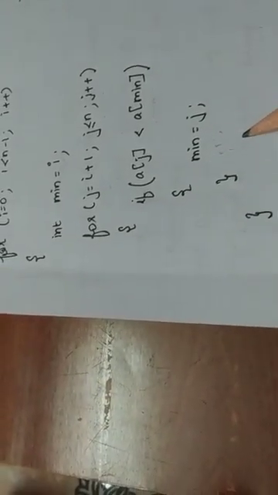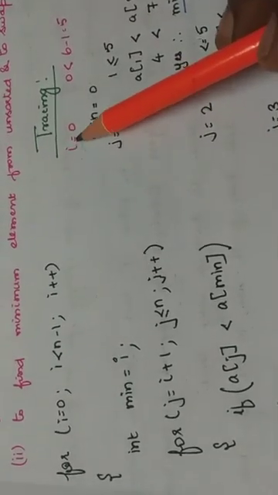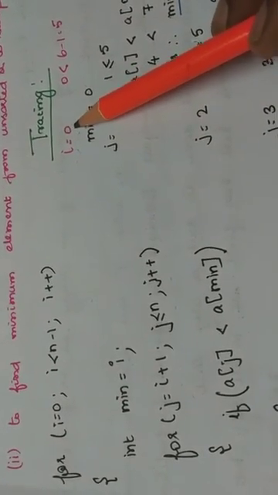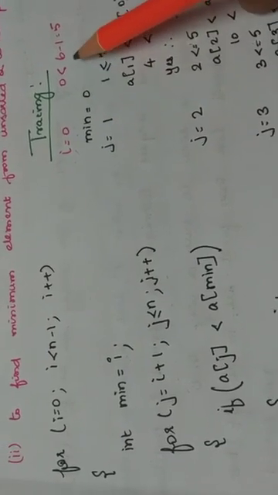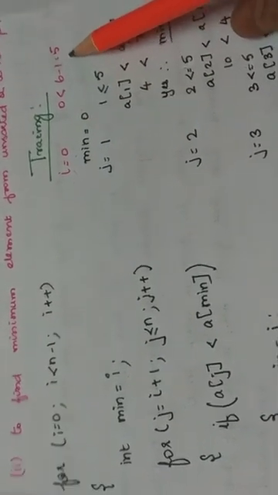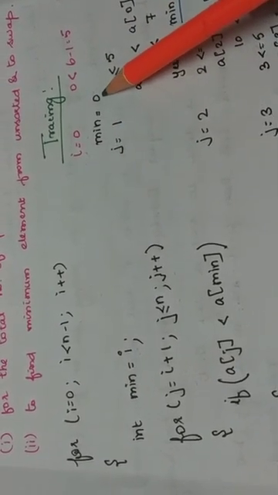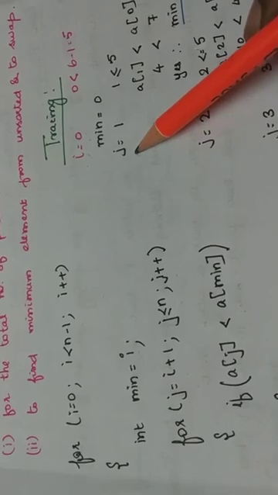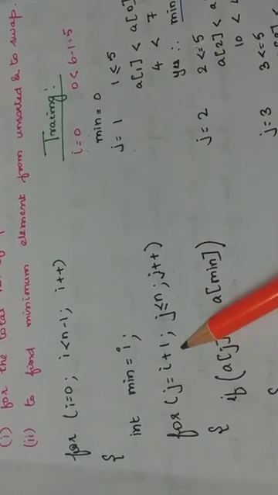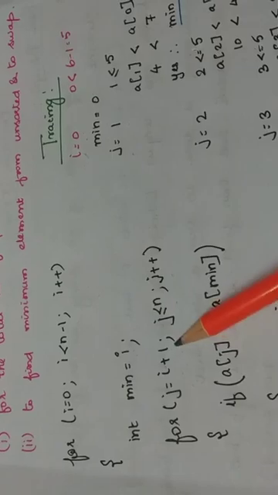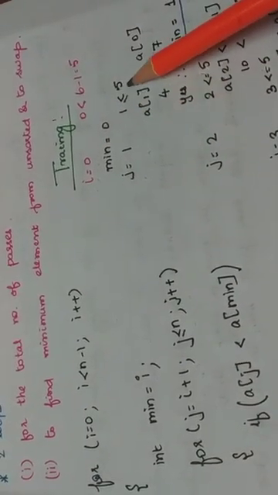Now we'll trace this particular algorithm, or this implementation, with our example. When i is equal to 0, that is our first pass itself, we check 0 less than 6 minus 1, which is 5. Yes, it is true. So minimum is equal to i, that is 0. Now we assign j is equal to i plus 1, 0 plus 1. So we have j is equal to 1. Is 1 less than or equal to 5?